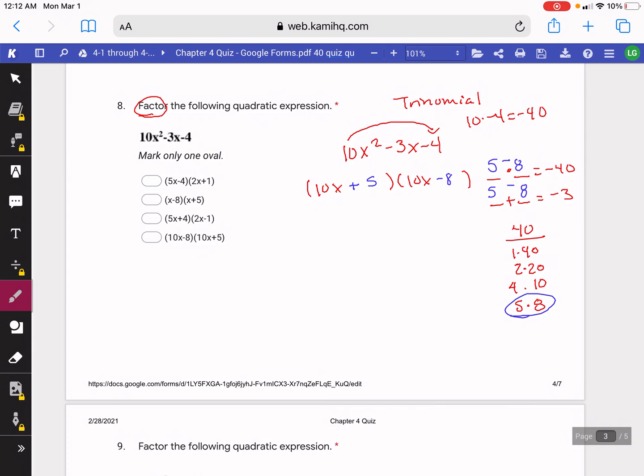Now I'm not done. So some of you put this bottom answer choice because you didn't finish factoring it. Some of you put answer choice B because you forgot to put the 10x in the factors. From here, my extra step is to divide by a common factor. So in my first parentheses, I can divide by 5, and that becomes 2x plus 1. In my second parentheses, I can divide both by 2, so that gives me 5x minus 4. So my factors are 2x plus 1 and 5x minus 4.